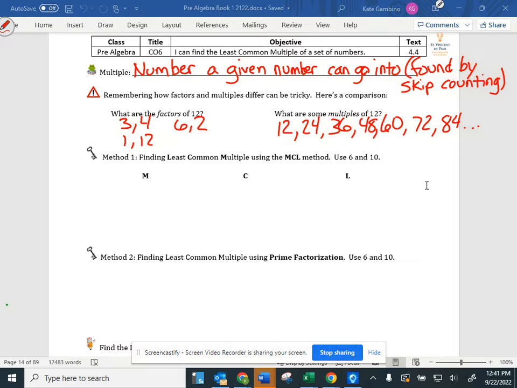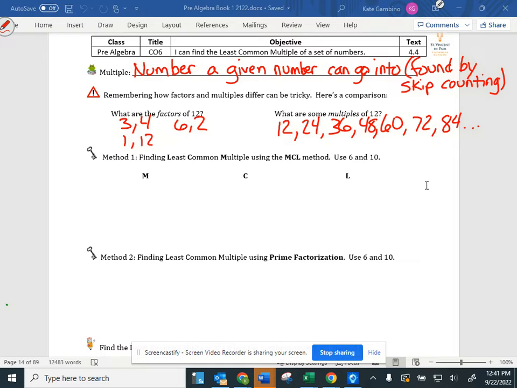To find that least common multiple, the LCM, we're going to use the MCL method. We're going to find out what MCL stands for. Emily, why is it factor? Because GCF. We're going to find out.